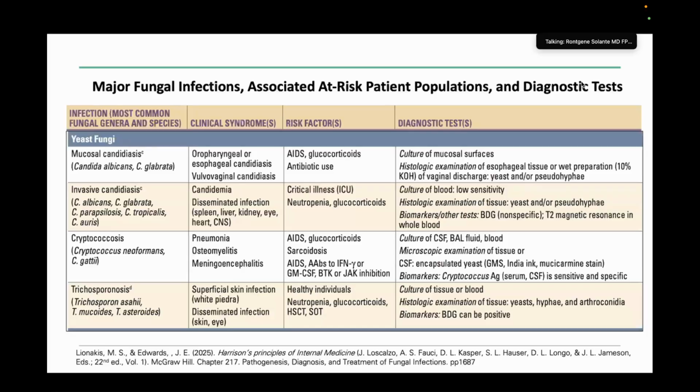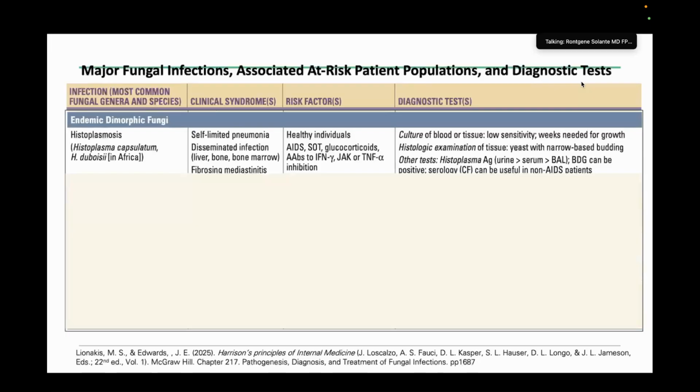Again, this is just an emphasis that your biomarkers in most of these mold or yeast fungi can be positive. No? So meaning it's non-specific. Most of these fungal infections, you can be positive with these biomarkers. Now we go to the endemic dimorphic fungi.